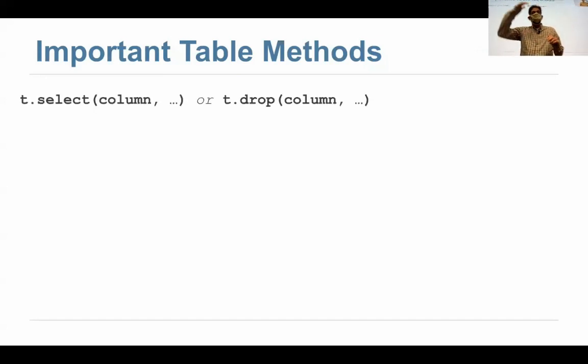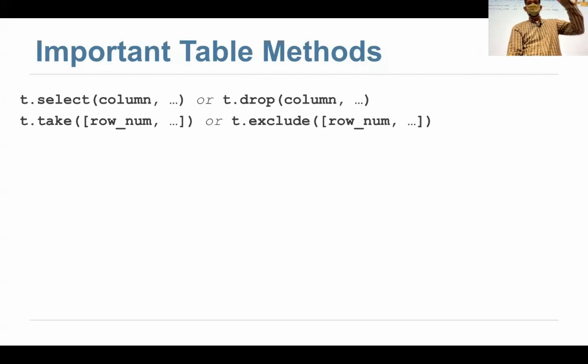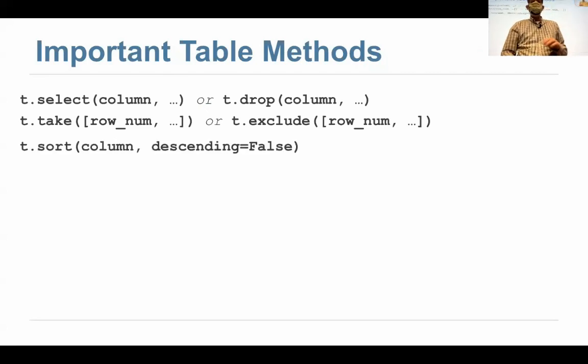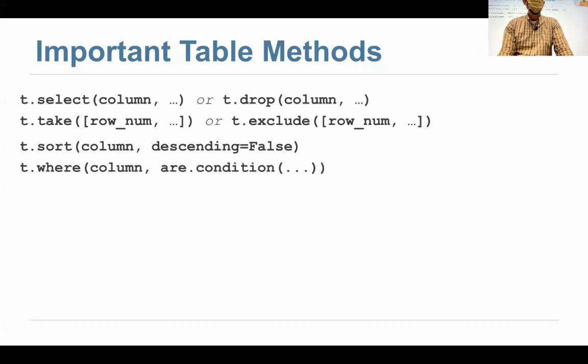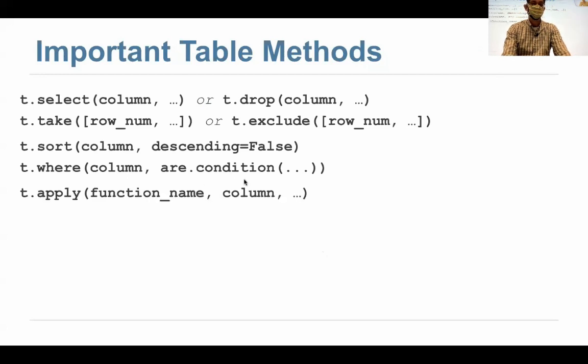So, quick review. If you want to pick particular columns, you use select or drop. If you want to pick particular rows by their number, take or exclude. Sort the rows. Pick certain rows by a condition. All of this is really just taking a table and picking some sub-table within it. Everything else is about manipulating the table.